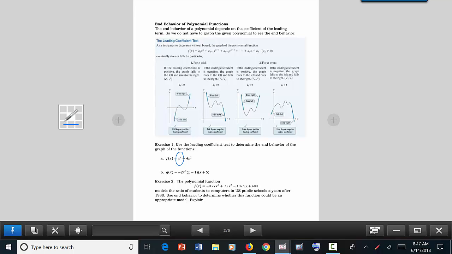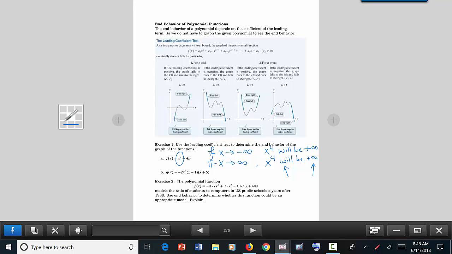Now here, the term with the highest power always determines the end behavior of the function. So x to the power 4. Basically we are checking if x is very close to negative infinity, x to the power 4 will be positive infinity, isn't it? If x is infinity, then x to the power 4 will again be positive infinity. So in both directions it is going up.